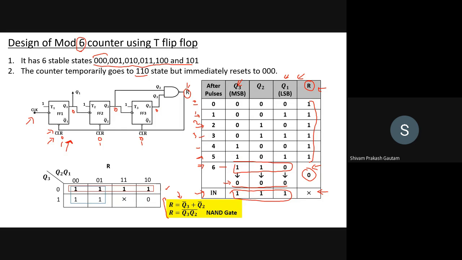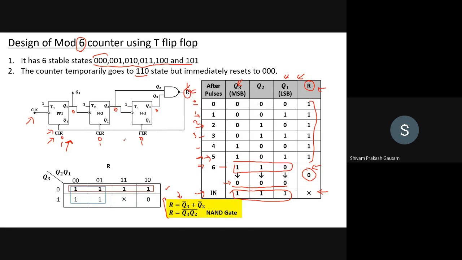Just think of a logic that we want a mod 6 counter, and up to the 6th different state, it is stable. Whenever our counter tries to go to the state 110, we want it to go to 000. We want the output to again go to 000, and the cycle should start repeating. So for that, we want a clear 0 to come, right? That is what we want. That is being represented by R.